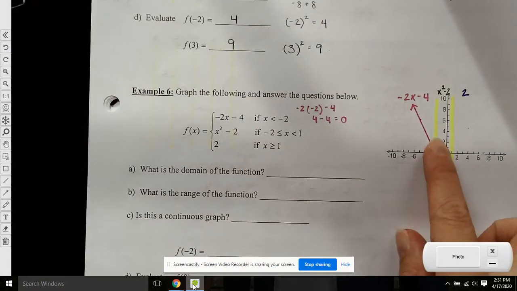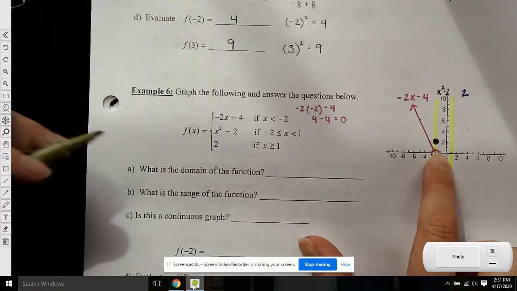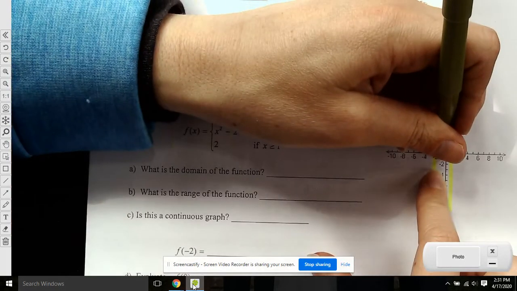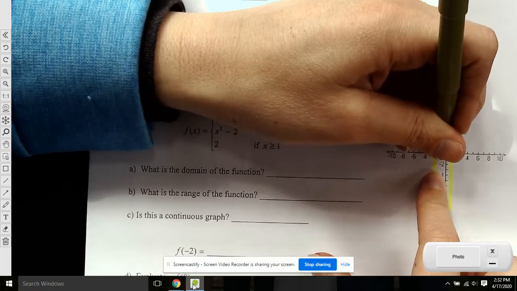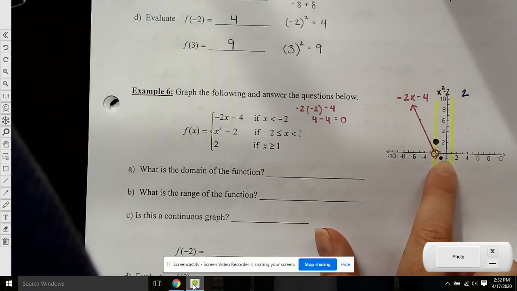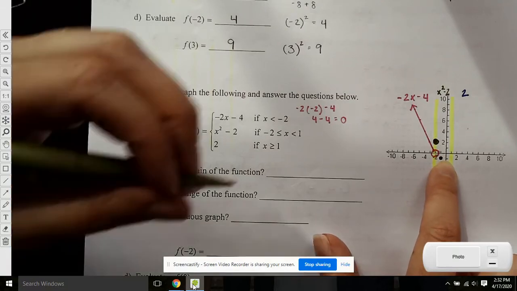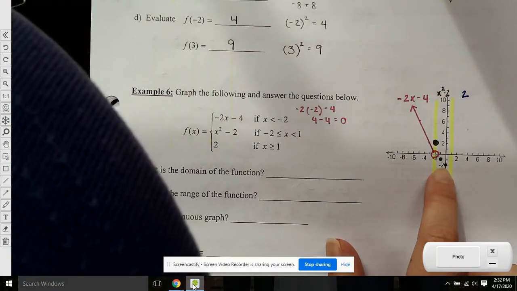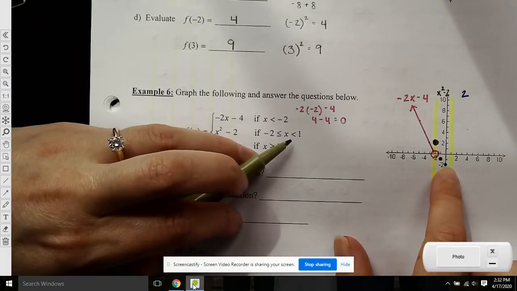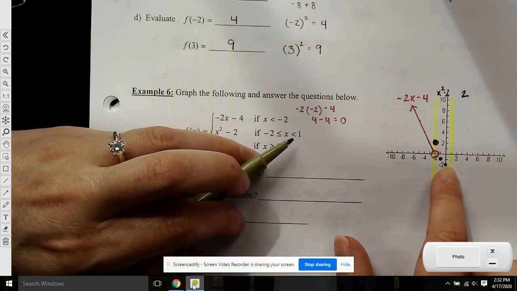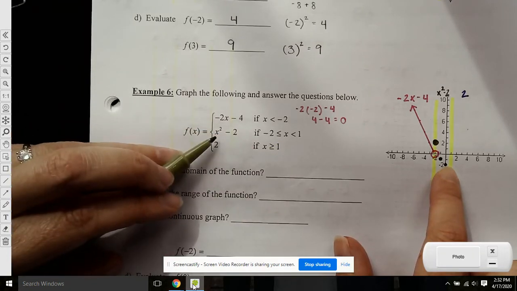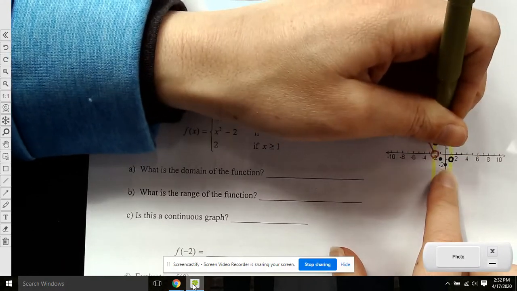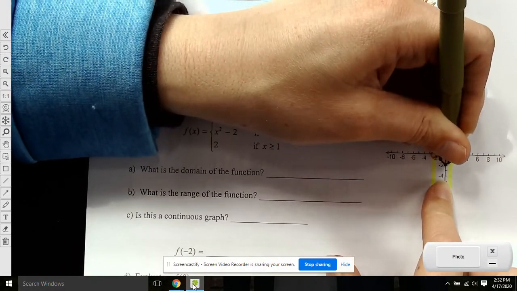Now my next point here is negative 1. Negative 1 squared is 1. Minus 2 is negative 1. There's my next point. Next one is 0. 0 squared is 0. Minus 2 is negative 2. And then my next one is going to be 1, but that one's going to be an open circle because of this just less than sign. So 1 squared is 1, minus 2 is negative 1. So I have an open circle here. So there's my middle section.